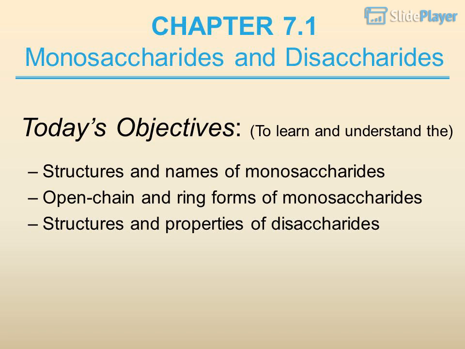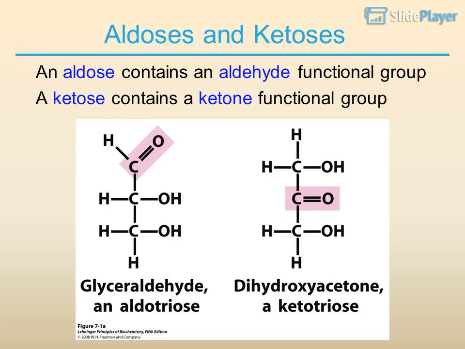Today's objectives: to learn and understand the structures and names of monosaccharides, open chain and ring forms of monosaccharides, and structures and properties of disaccharides. Aldoses and ketoses. An aldose contains an aldehyde functional group. A ketose contains a ketone functional group. Figure 7.1 representative monosaccharides: two trioses, an aldose and a ketose. The carbonyl group in each is shaded.